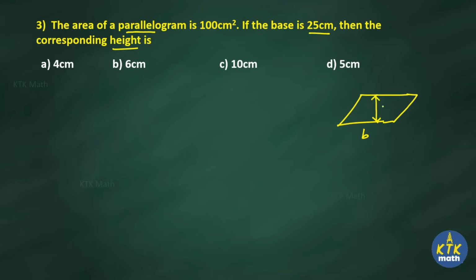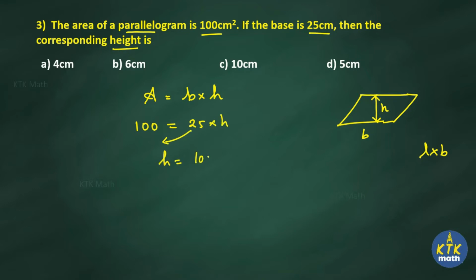This is almost exactly the same as a rectangle. Like in a rectangle we are using the formula length into breadth, right? Here we are going to use the formula for area of parallelogram, base into height. But in this question it's completely opposite. They gave the answer which is 100. Base is 25 into height. So to find height, I need to bring this down. So 100 by 25. How many times? 4 times. So height is equal to 4 centimeter.